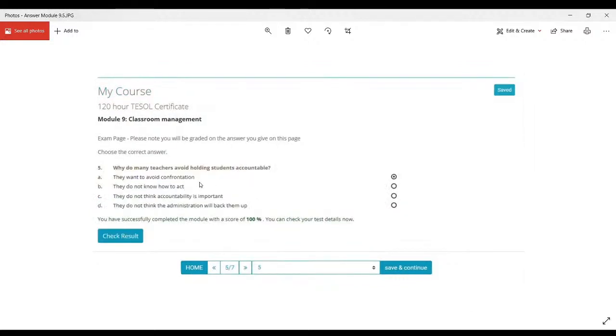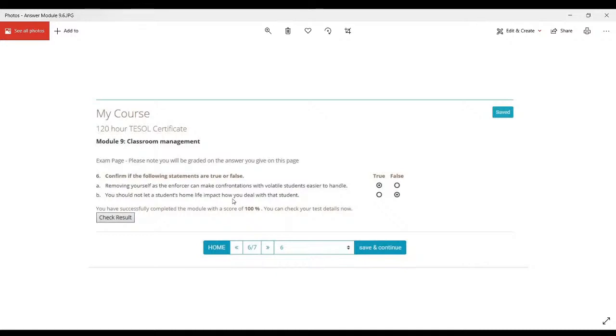Number five, why do many teachers avoid holding students accountable? Okay, simple as this, they want to avoid confrontation. Some think it's a waste of time to step outside and confront the student. And also, if you confront the student in front of the class, that can cause a negative reaction, right? Save and continue.